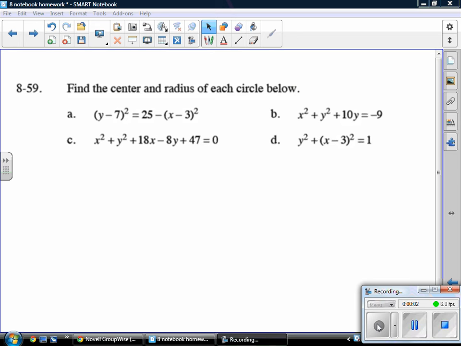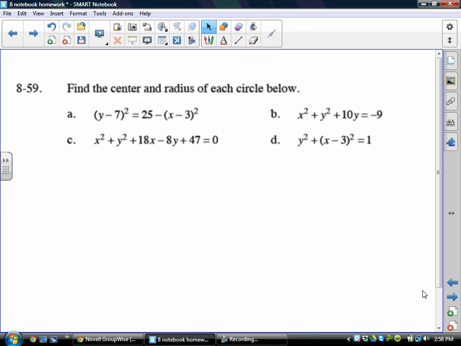This is problem 8-59 from section 8.1.3. Find the center and radius of each circle below. I'm only going to do a few of these problems, but I think I'm going to pick good ones here. I'm going to do A and C.